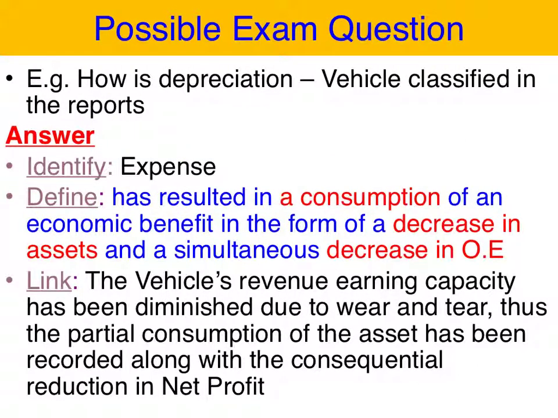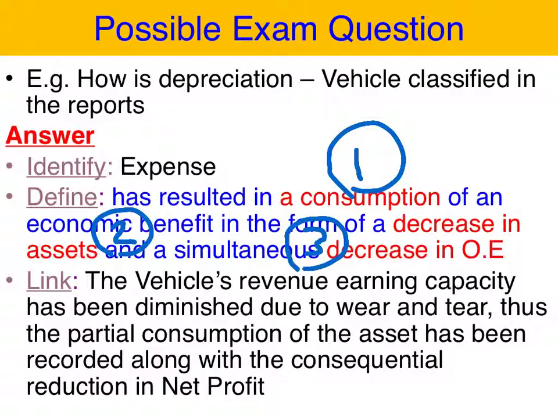Final example, let's look at depreciation. Step one, identify it as an expense. Step two, work through your definition by actually addressing the three criteria. And again, depreciation does not result in an outflow of an economic benefit, but rather a consumption or a partial consumption of the economic benefit over part of its useful life, thus resulting in a decrease in our assets as well as a decrease in owner's equity.